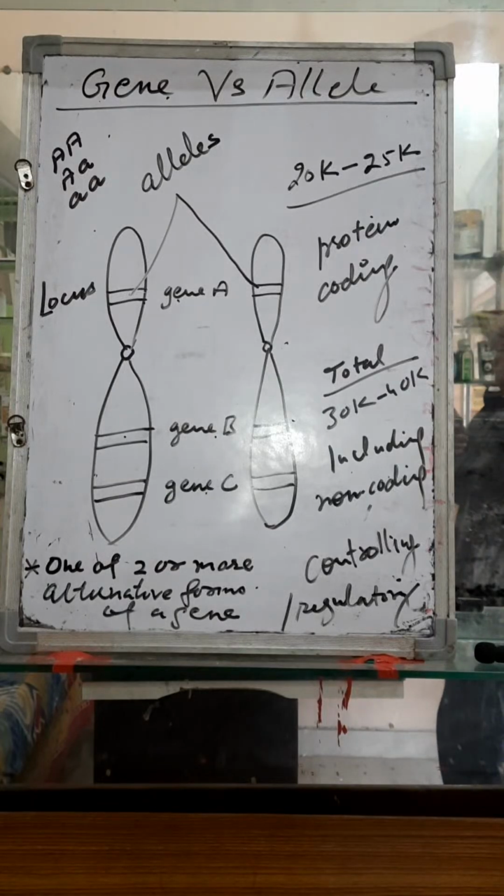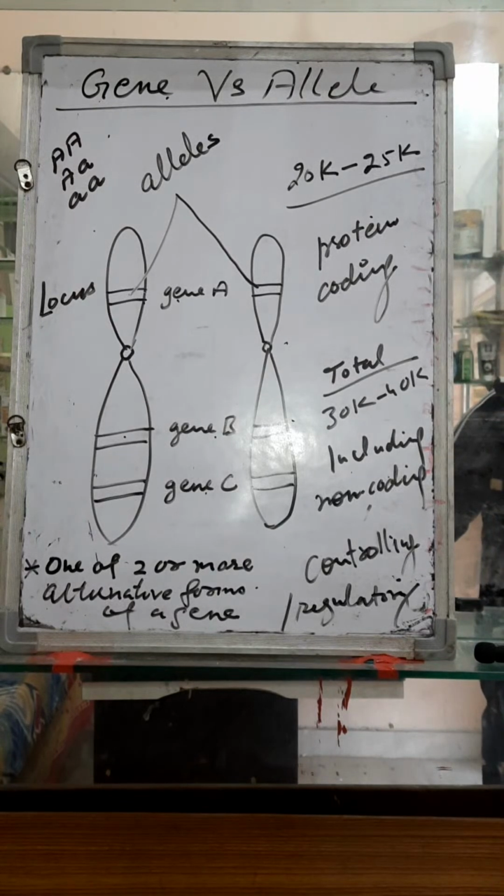There are about 30 to 40,000 genes present in humans, out of which 20 to 25,000 are protein coding genes, while others are regulatory genes.